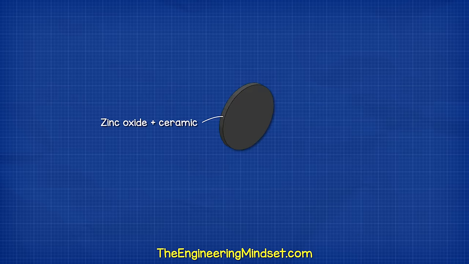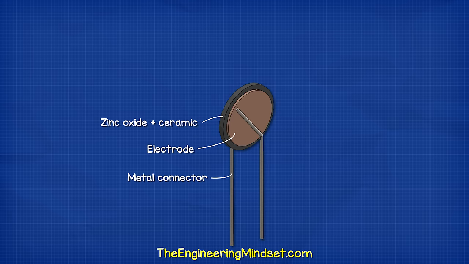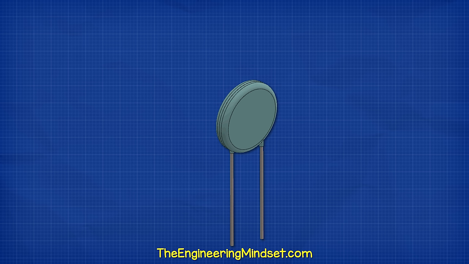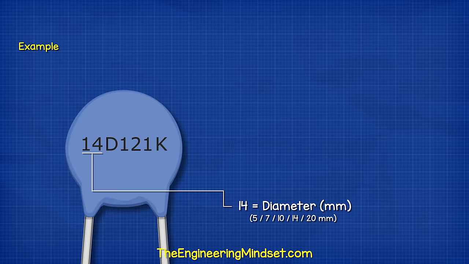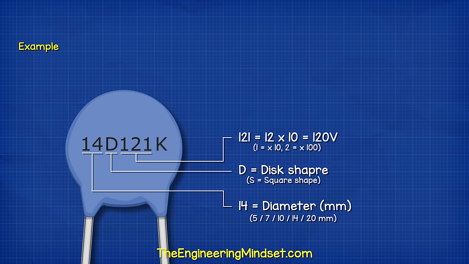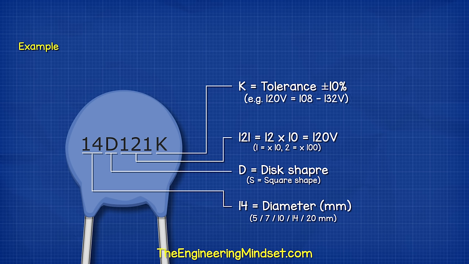Inside, we typically have a mixture of zinc metal oxide grains with a ceramic core. This is capped with metal plates and electrical connectors, and then it is covered with an epoxy protective casing. We can see this one has some digits on the front. The 14 indicates the diameter. The D indicates the shape. Then we have 121. This means 12 with 10 after, so it is rated for 120 volts. The K indicates a tolerance of plus or minus 10%, so it could be anywhere between 108 to 132 volts.